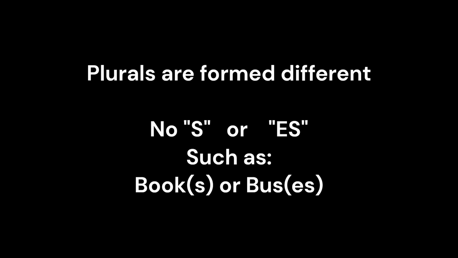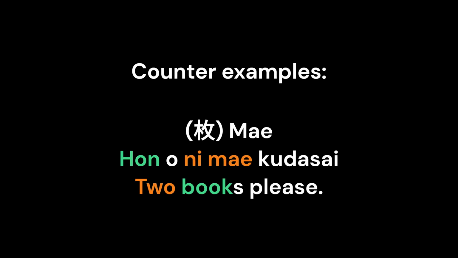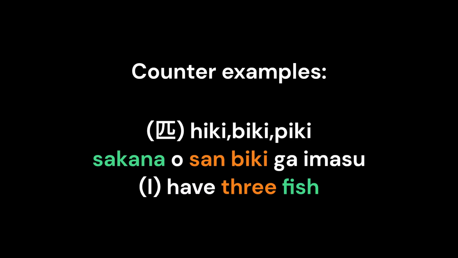Another key difference between English and Japanese nouns is the way plurals are formed. In English, we often add s or es to the end of a noun to make it plural, such as book becoming books. In Japanese, however, plurals are formed using counterwords, which are used to count specific types of objects or things. For example, the counterword 枚 is used to count flat, thin objects like paper, while the counterword 匹 is used to count small animals like cats. These counterwords are added after the noun to indicate the quantity of the object.